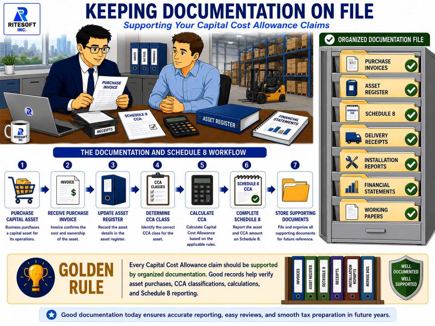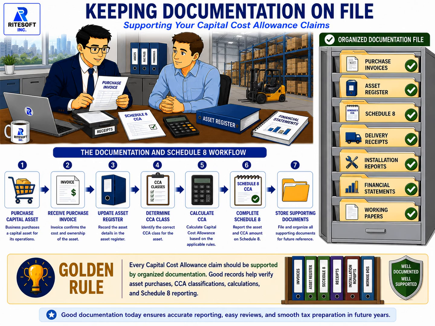Every capital cost allowance calculation should be supported by proper documentation. Calculating the deduction correctly is only one part of the process. Professional tax preparers also maintain organized records that explain how the calculation was prepared and provide evidence for every amount reported on Schedule 8. Let's look at the normal workflow.